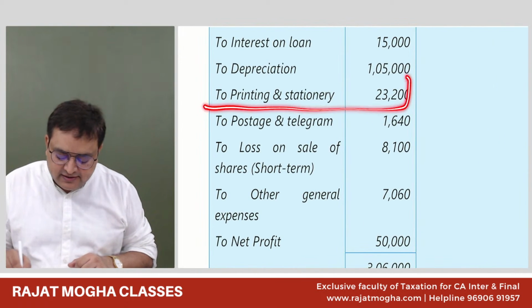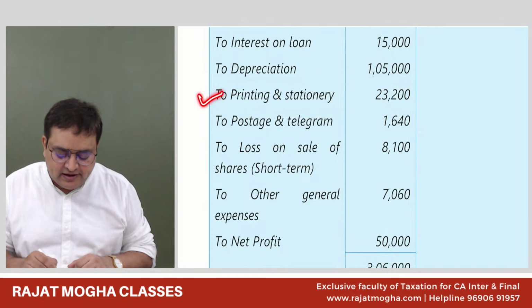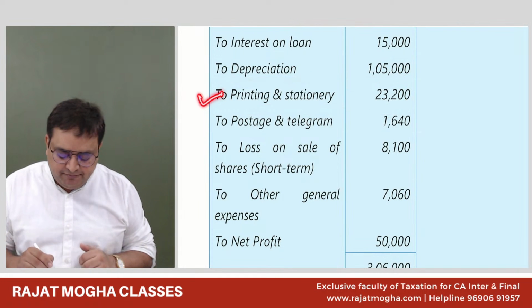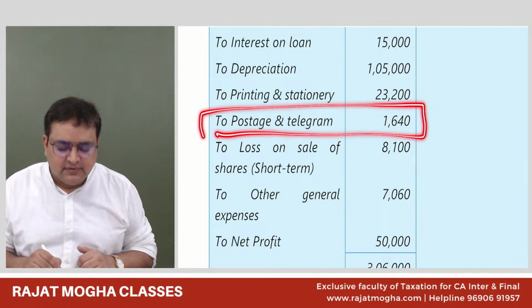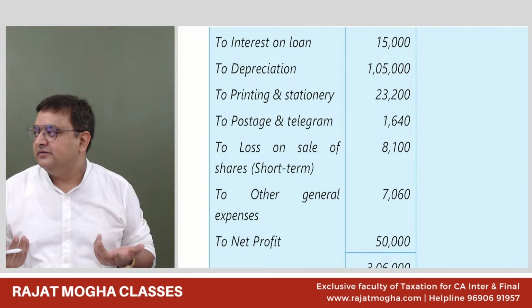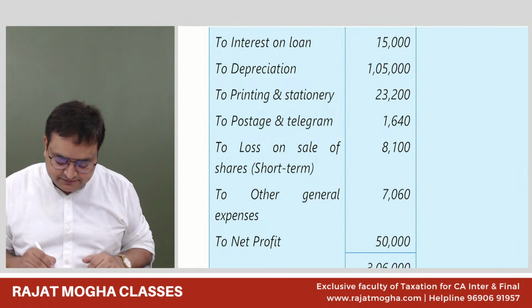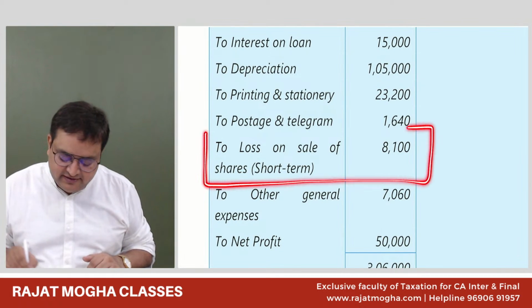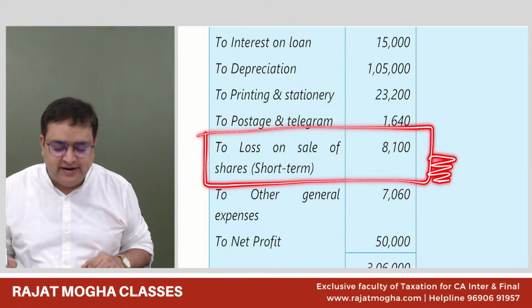Printing and stationery. Guys, what do you think? Allowed or not allowed? Allowed. Postage and telegram. Allowed. Most of the expenses are covered under which section? 37. Okay. Read this and tell me. Everybody. Not allowed, sir.